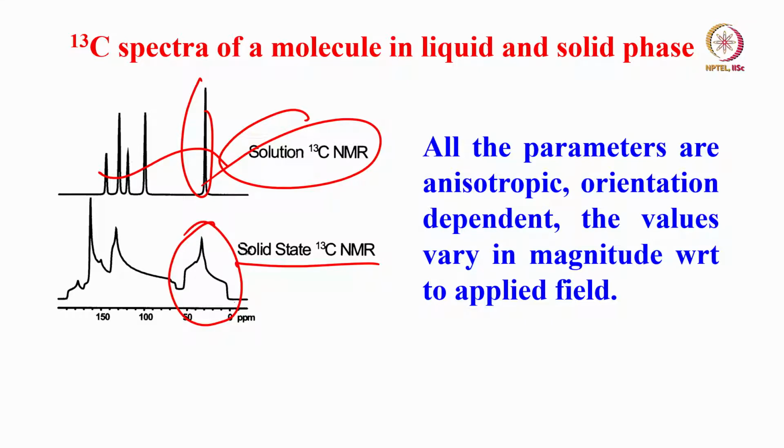See, all the parameters are orientation dependent and the value varies with the time, I said. So they are all anisotropic. Now the anisotropy here is getting reflected in this particular peak, and in a given molecule there are different carbons. Each carbon can have a different asymmetry. One can be axially symmetric and other can be axially asymmetric.